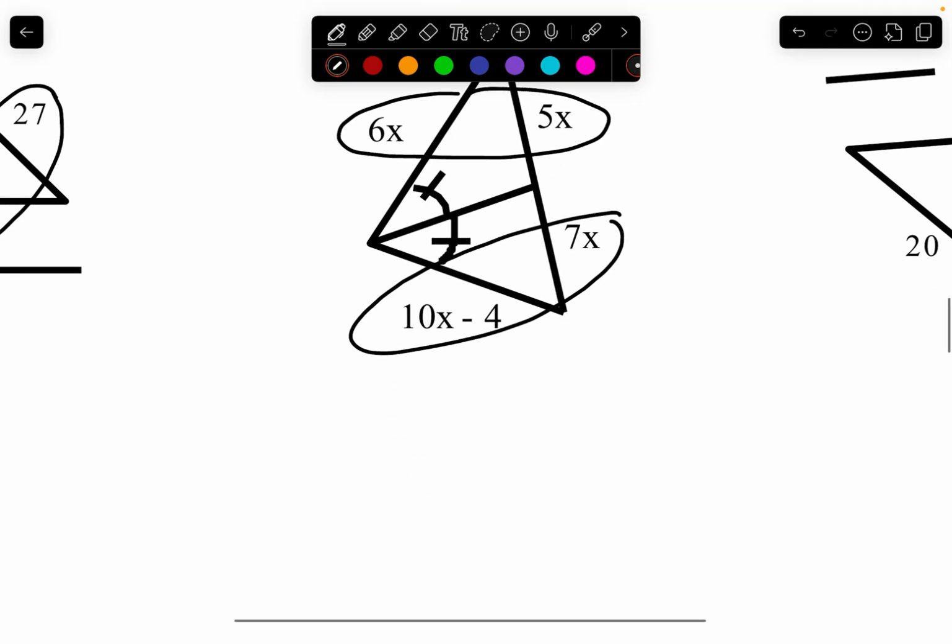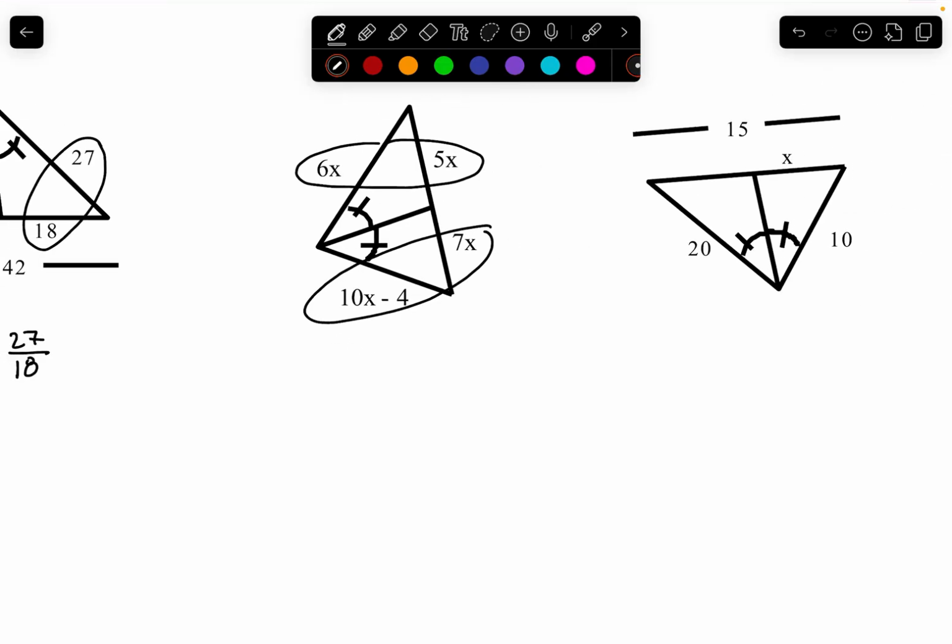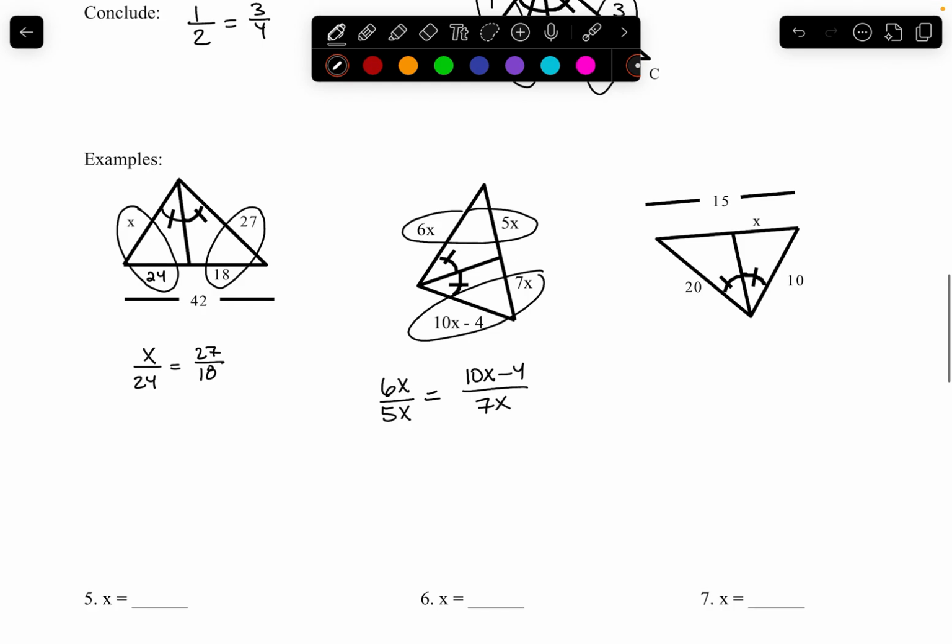Okay, I'm going to do this as 6x over 5x, and that's going to equal 10x minus 4 over 7x. Again, cross multiply. All of this stuff will be done in the completed notes. I just don't want to do it here because I want to keep the video kind of short.